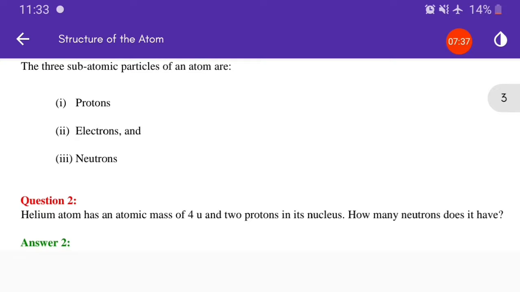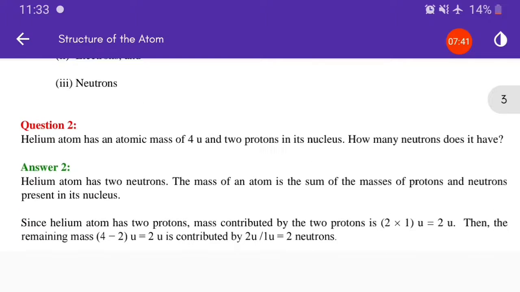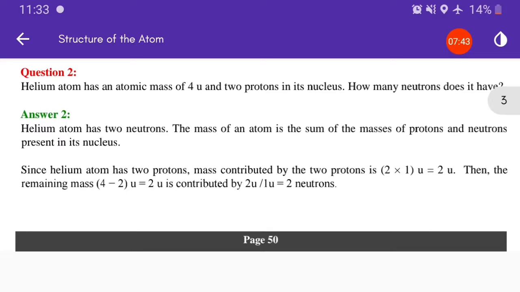So protons, electrons and neutrons are the 3 subatomic particles of an atom. Next question. Helium atom has an atomic mass of 4 units and 2 protons in its nucleus. How many neutrons does it have? So helium atom has 2 neutrons.